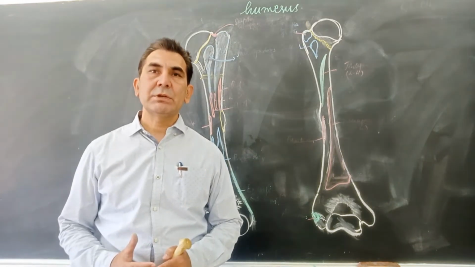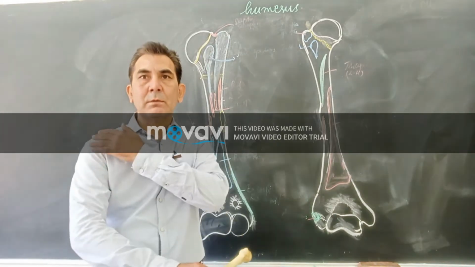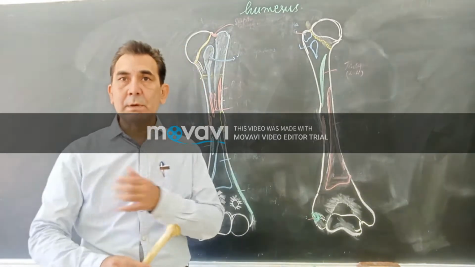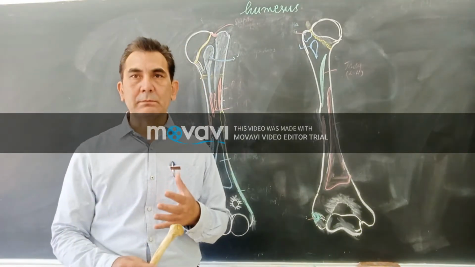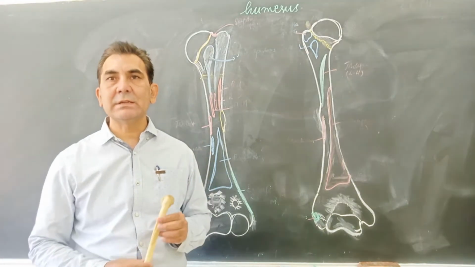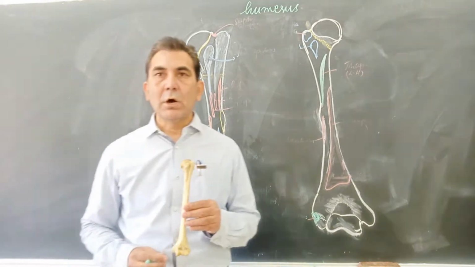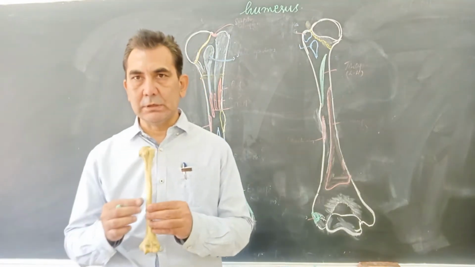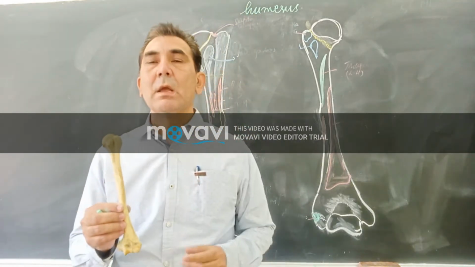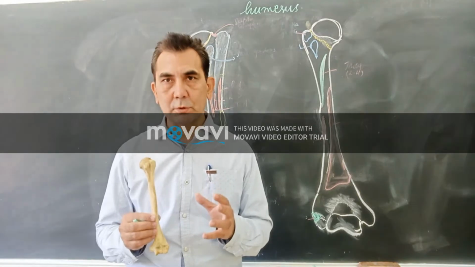Today, lecture number 6, we will learn about the upper arm. The upper arm, from the shoulder joint to the elbow joint, is this portion of the upper limb. The upper arm is made up of a single bone, and that single bone is the humerus. The humerus is a type of long bone.